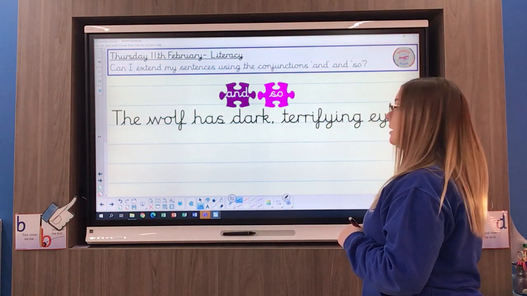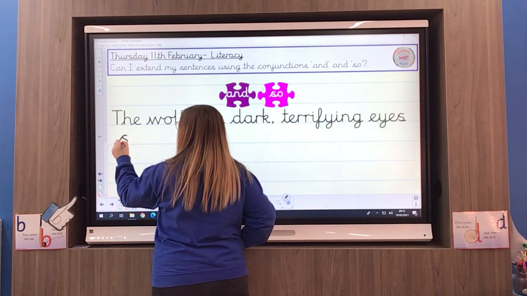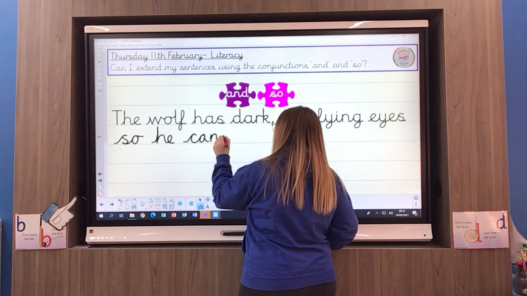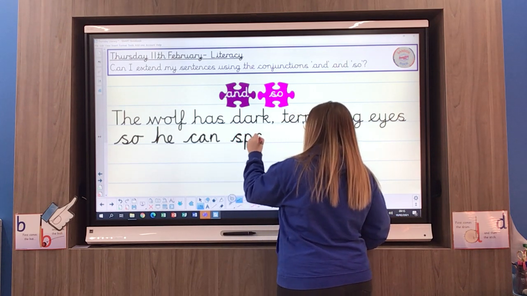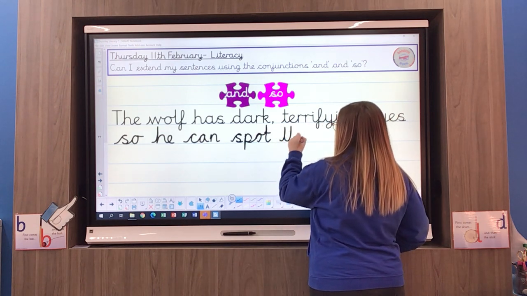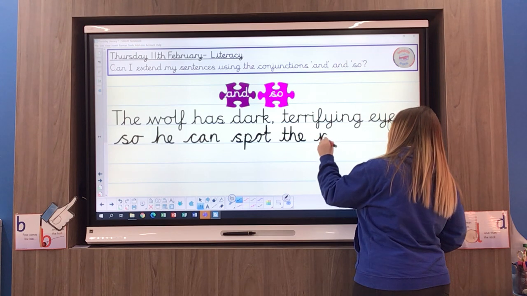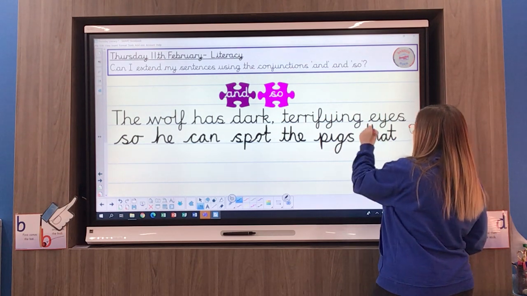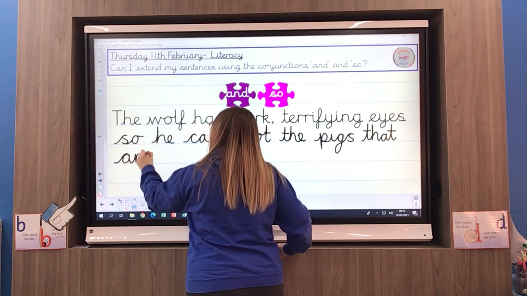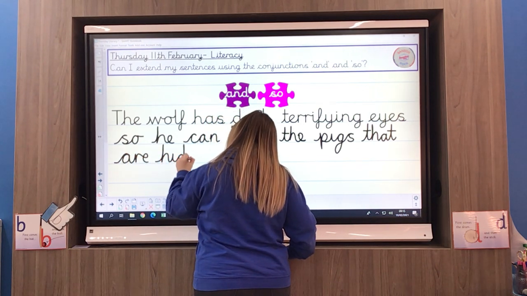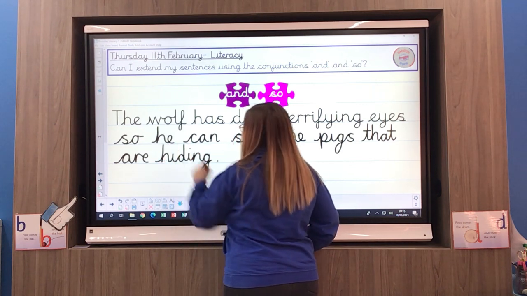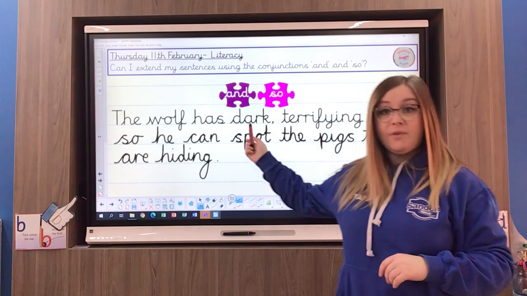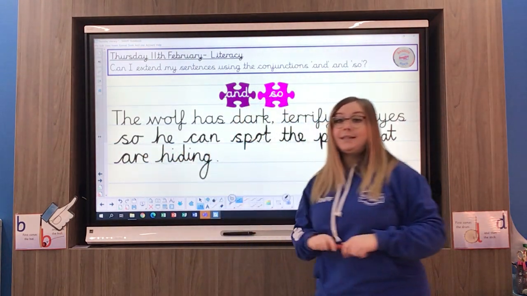The wolf has terrifying eyes, so he can spot the pigs that are hiding, and full stop. And you'll see that I just used yesterday's work, so we'd already got half of it done, and we've just made it longer.